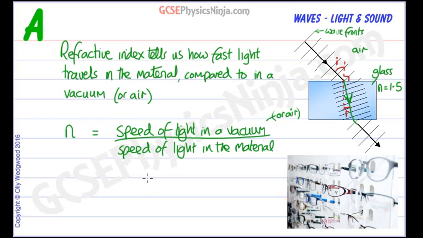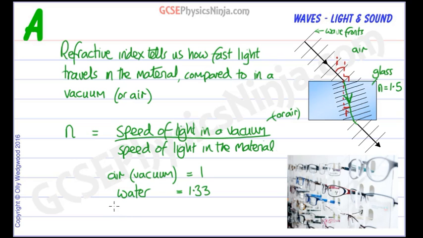And to give you an idea of some other substances, air or a vacuum is equal to 1, of course, because it'll be speed of light in a vacuum divided by speed of light in a vacuum, so that will equal 1. We've got glass, as we said, which is 1.5. Water is 1.33. And so that means that light doesn't slow down as much in water as it does in glass, and therefore it won't refract as much.